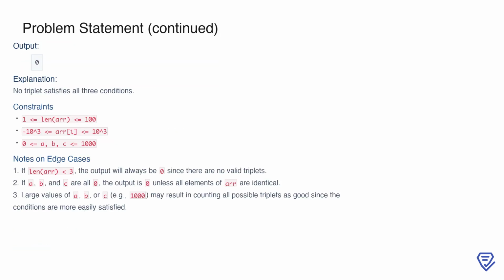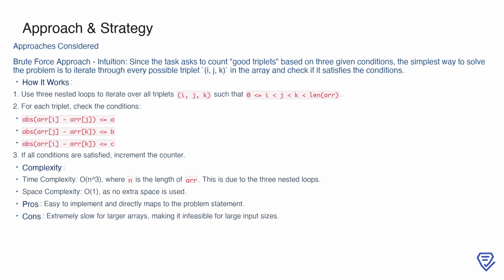To tackle the problem of counting good triplets, we first consider the brute force approach. The intuition behind this method is straightforward: since the goal is to identify all triplets i, j, k that satisfy three conditions, we can systematically evaluate every possible combination of indices in the array. This involves using three nested loops to iterate over all triplets where i is less than j less than k.